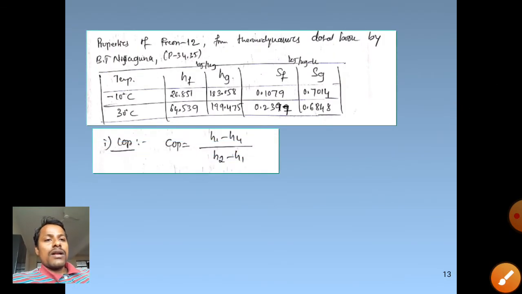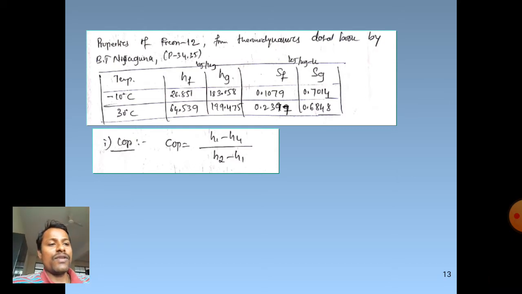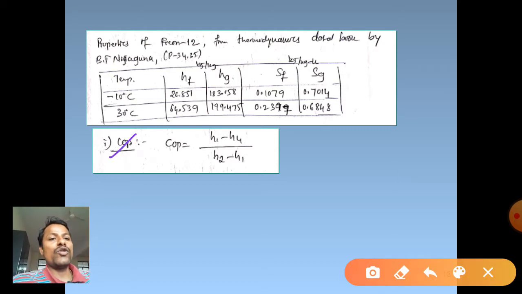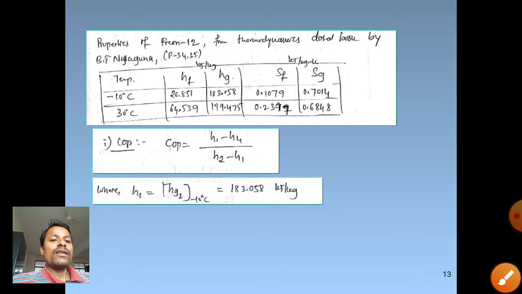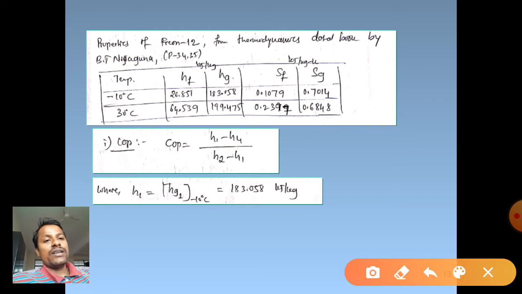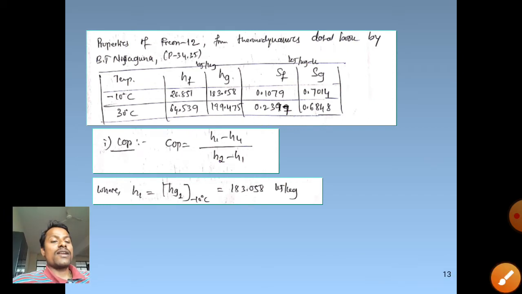Now we are supposed to calculate the unknown parameters that have been asked for in solving this numerical. The first one asked is COP. We know that COP is nothing but (H1 minus H4) divided by (H2 minus H1). This is the refrigeration effect divided by the compressor work input. We need to calculate all these enthalpy values, H1, H2, and H4, for calculation of COP.